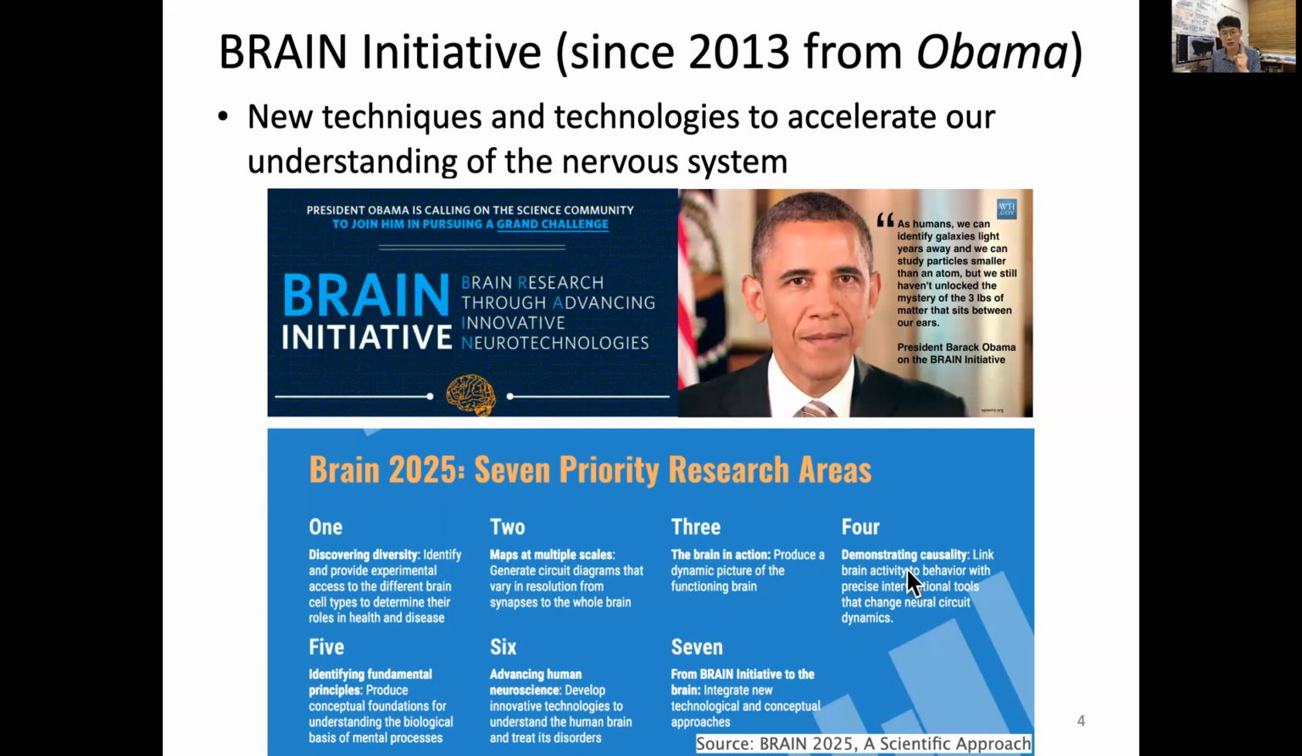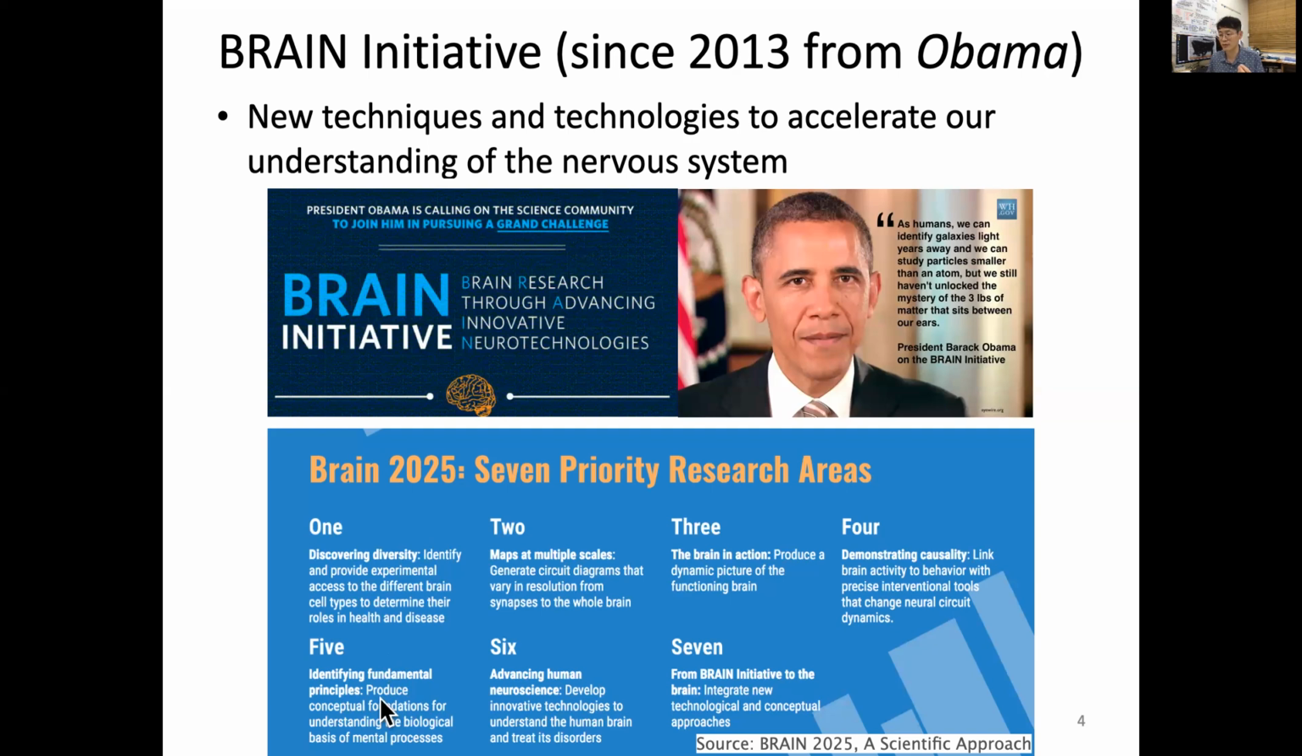So causality is very important, especially when we are developing new drugs or new treatments, because we have to focus on the real cause of this bad effect resulting in disease. So we want to link brain activity to behavior with precise interventional tools that change neural circuit dynamics. This way we can establish causality, which is regarded as most important in scientific research into the brain.